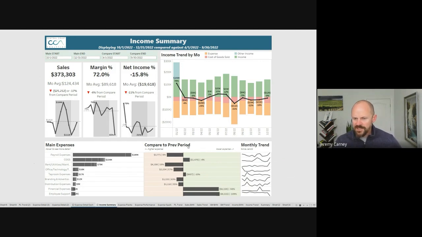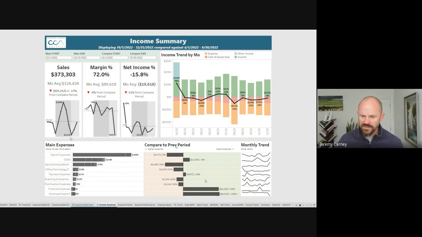Next up in this middle section, we're going to compare each of those to the previous period. So how to read this is if the bar is on the green side, like these over here, that means expense was down. So that's a good thing for us, right?